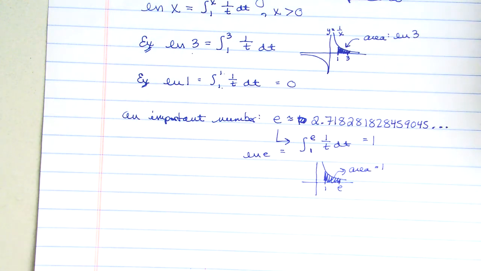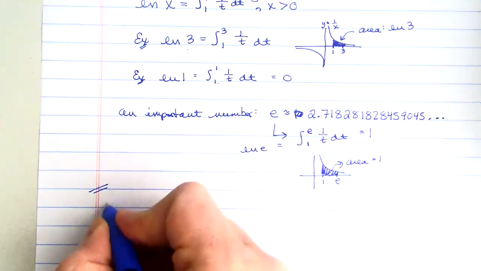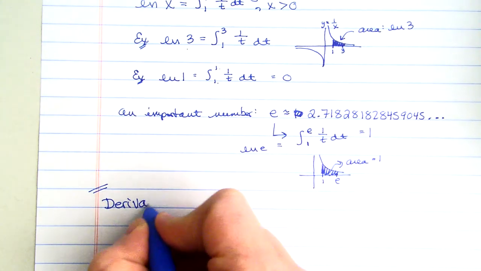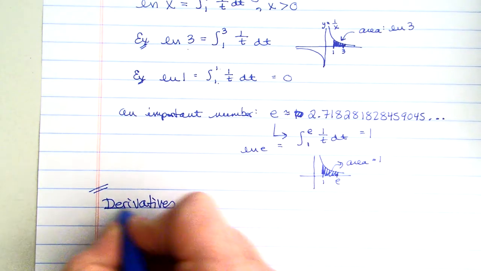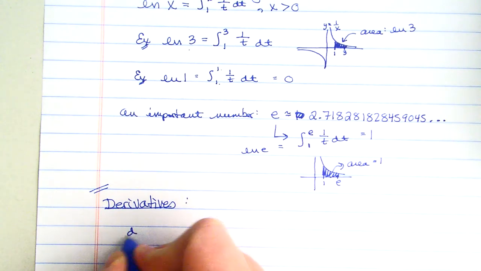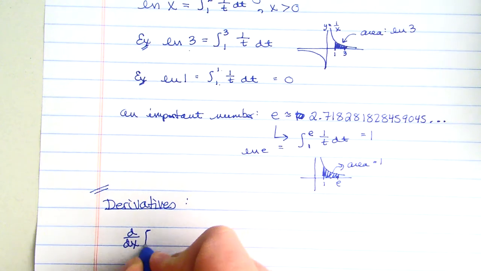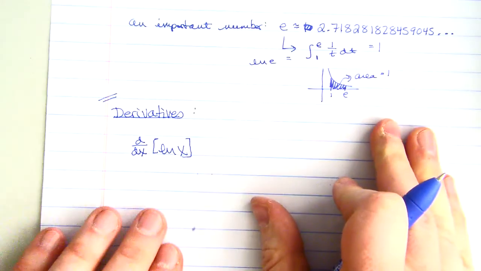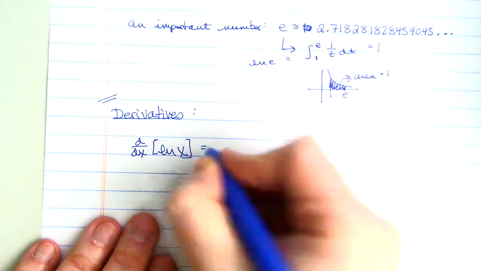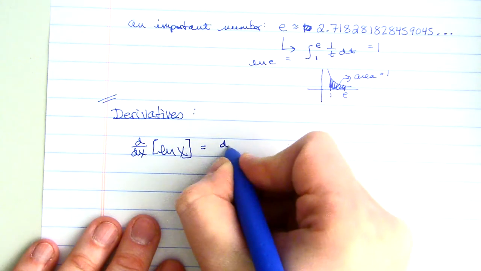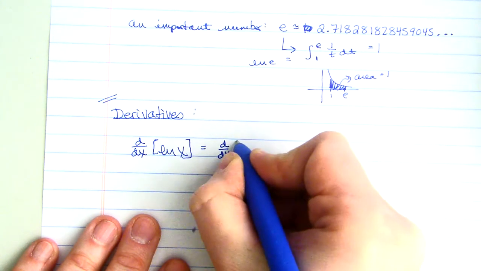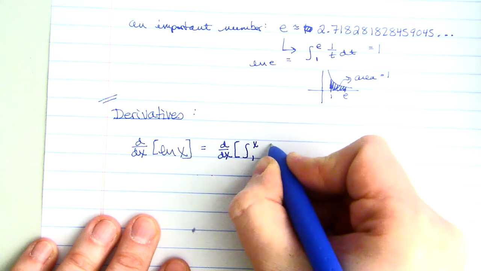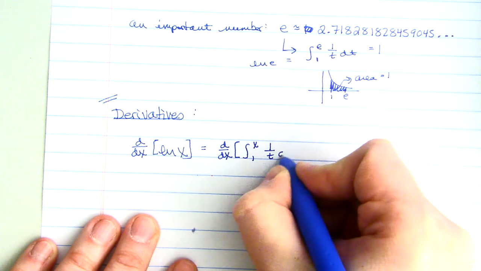Derivatives. I want to do the derivative of the natural log of x. And actually, how about I go back to my definition of the natural log? The natural log is defined as the integral from 1 to x of 1 over t dt.